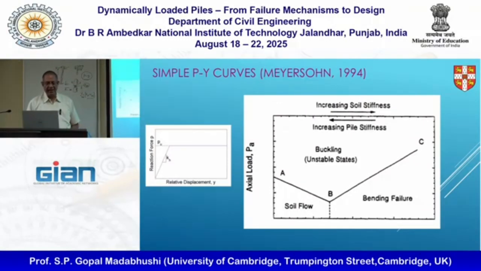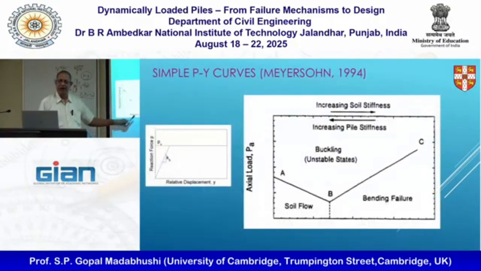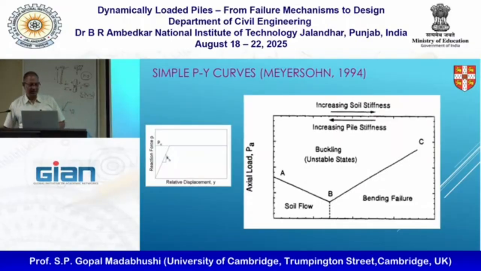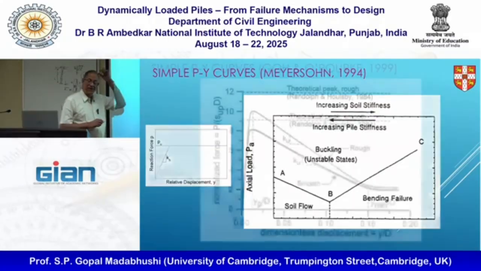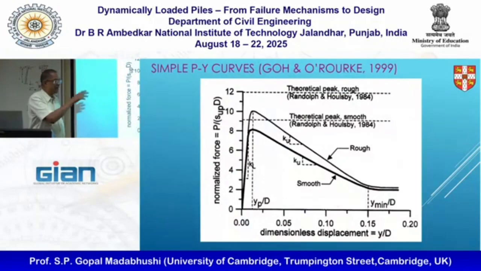Right, so this is about the easiest PY curve people can imagine. However, there are slightly better ones. This is Tom O'Rourke and Go. Go is a professor, I believe, in NUS now. And back in 99, they came up with this shape. There are some good things and bad things about it.